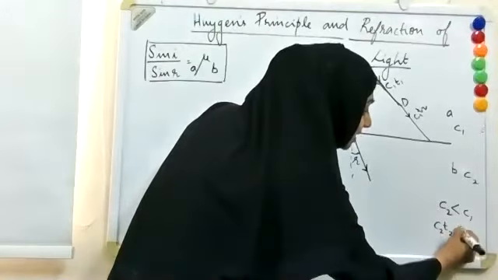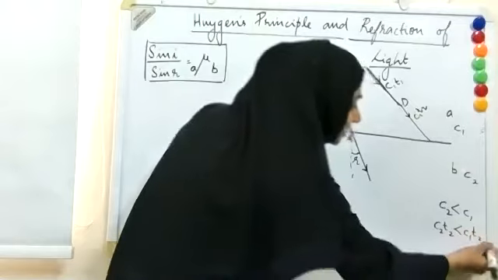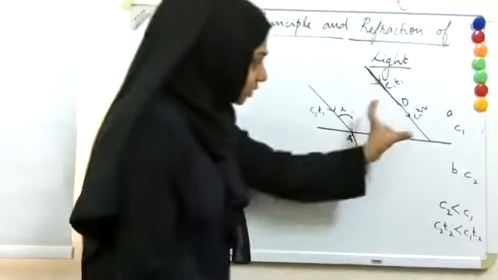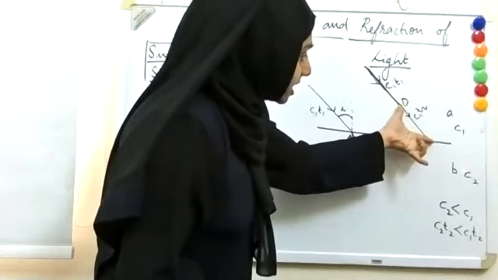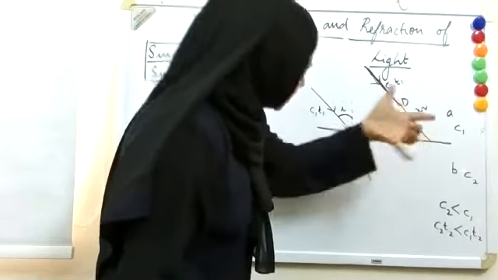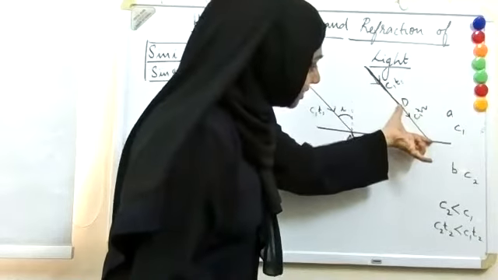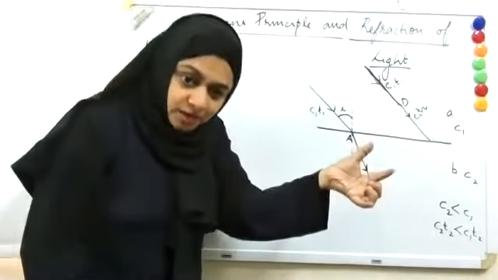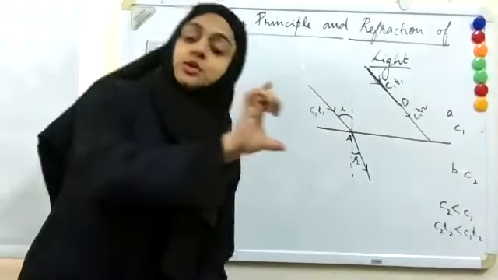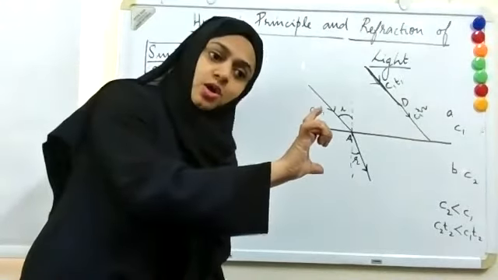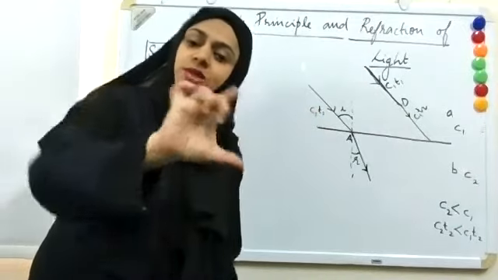C2T2 will be less than C1T2 in the next time interval. So if this is C1T2, how will I draw the arc? I have to take on compass the C1T2 distance and reduce a little bit. For reflection, what we did, we took the distance on compass and we took the same length and marked the arc.